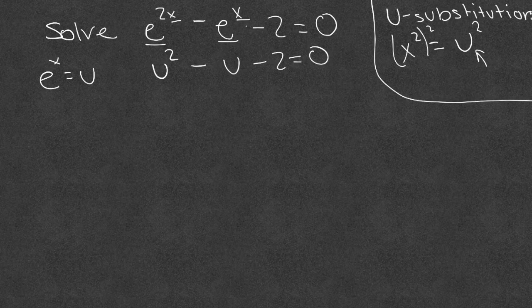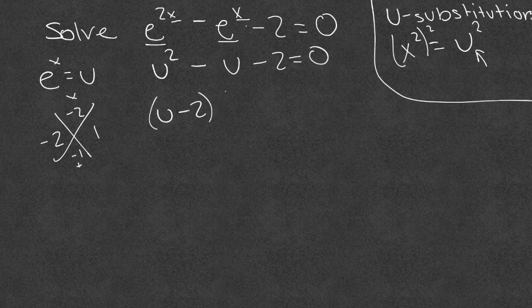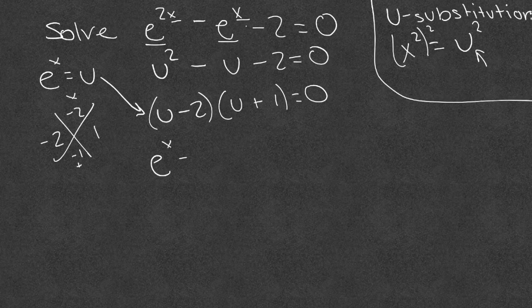Now, when you go to factor this, it makes it a lot easier, because what multiplies to negative 2 and adds up to negative 1? Well, negative 2 and positive 1. So that gives us (u - 2)(u + 1) = 0. Now we can go ahead and substitute it back in now that we've factored it, and we have (e^x - 2)(e^x + 1) = 0.